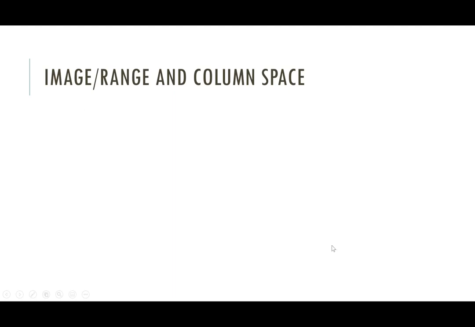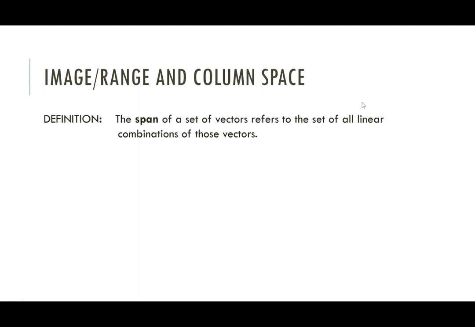So, the image or range of a matrix or linear transformation versus the column space. The column space you saw in that 3Blue1Brown video. Turns out they're the same. But first, the last two examples were motivating this definition that your book gives of the span. The span of a set of vectors refers to the set of all linear combinations of those vectors. As we saw in the last example, the image of a matrix is the set of all linear combinations of the columns of that matrix. We end up talking about the set of all linear combinations of some set of vectors enough to give it its own name, and we call that the span.